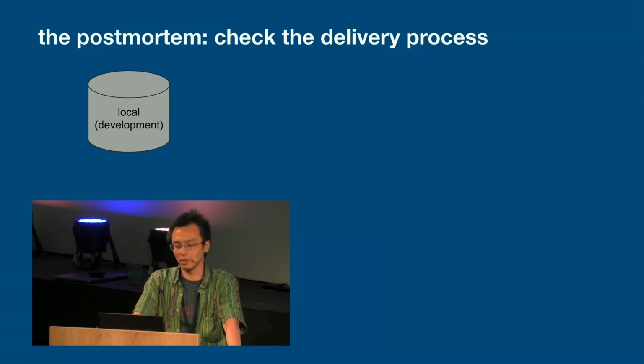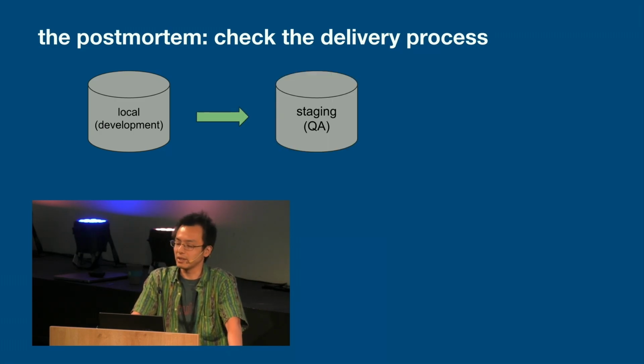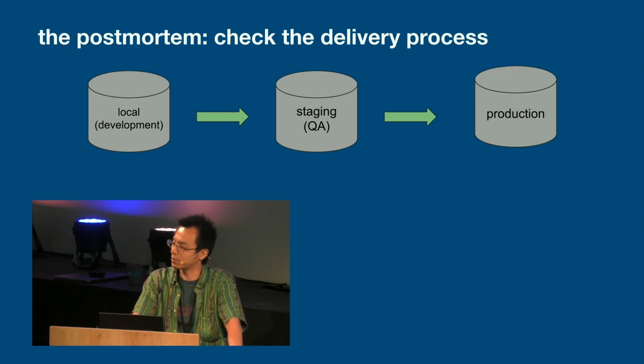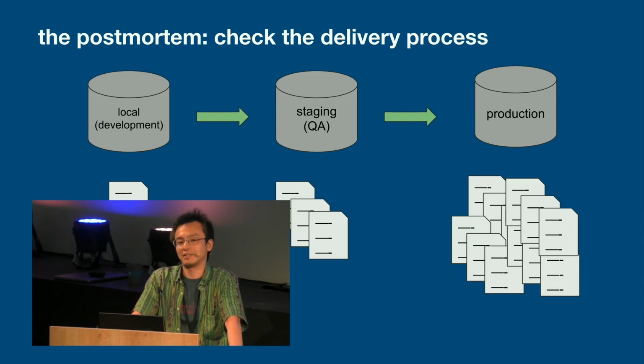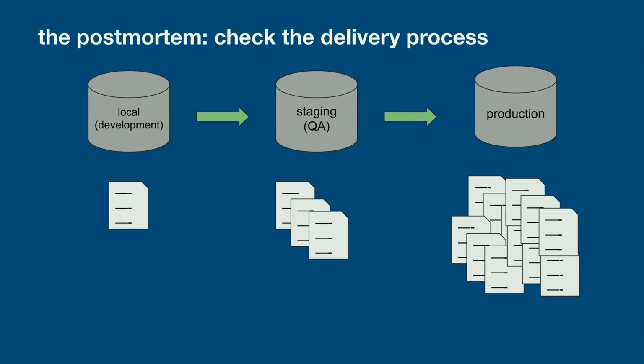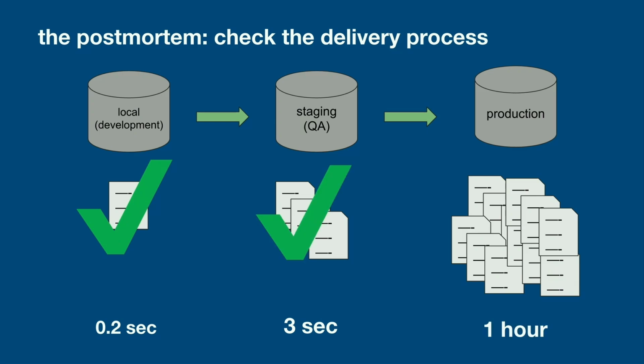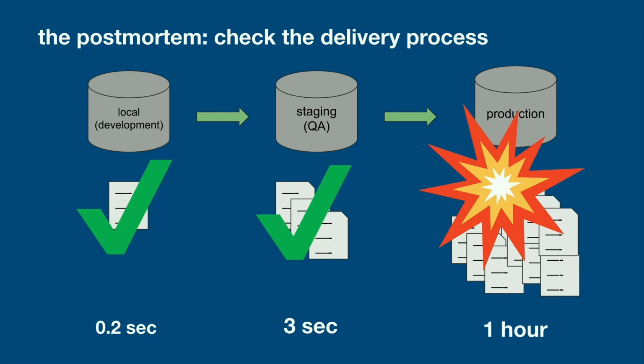So it is quite normal, I think. Local, and then staging, QA, and production. The point is here: there's a different quantity of data sets. In local, maybe 200 milliseconds. Staging, okay, let's check it: staging, 3 seconds. Production, 1 hour. So then crash, right? But I think it's not the only time, it's common, I can say.